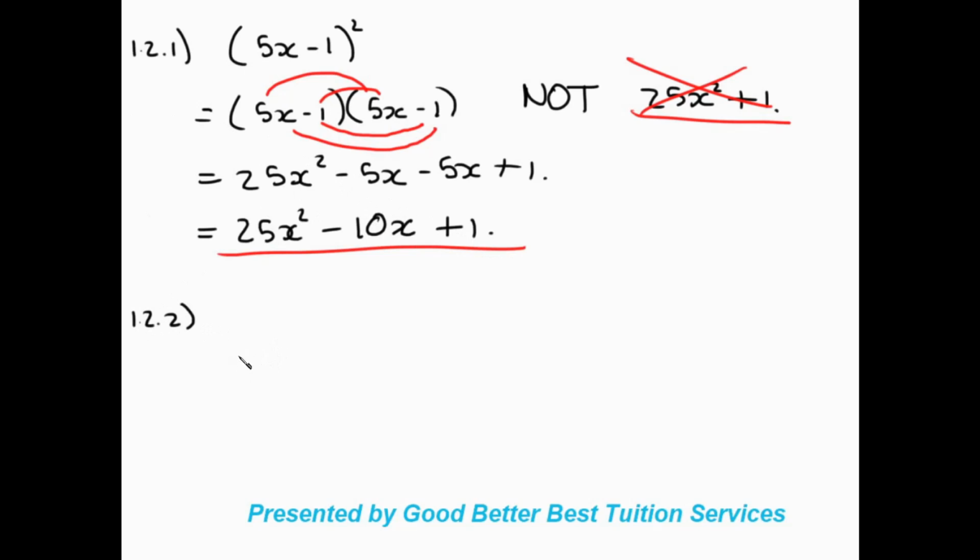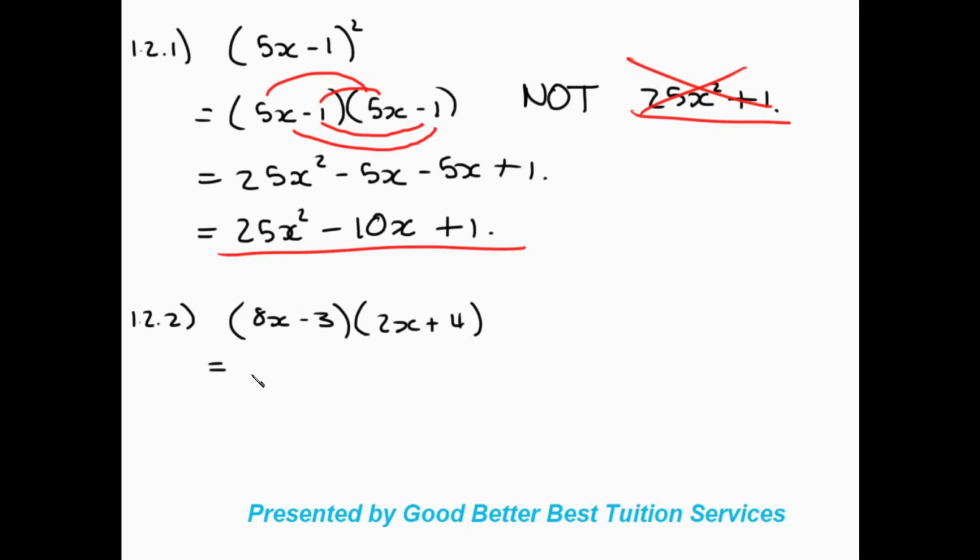Moving on to 1.2.2, they give us (8x minus 3) and (2x plus 4). Once again we can see that we have two brackets here. We know we have to times them out. We know how to times them out.